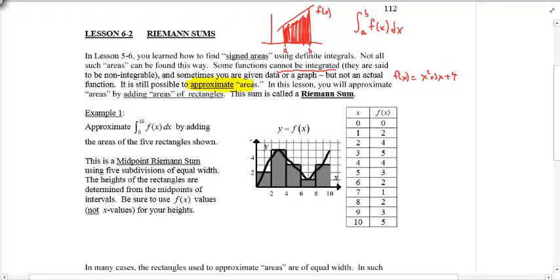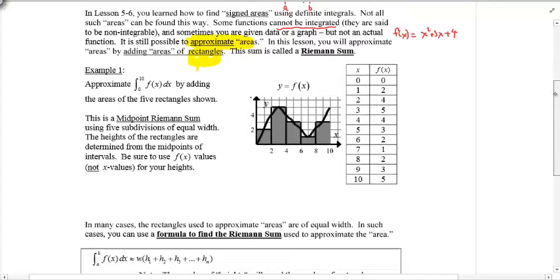And in this lesson, we'll use different methods of approximating. We'll do this by really just adding areas, and in this lesson we'll focus on rectangles. And this sum, or this addition of all these rectangles, is called a Riemann sum.